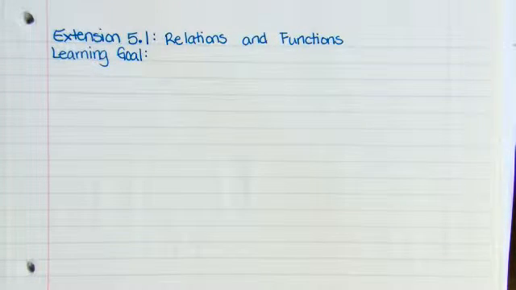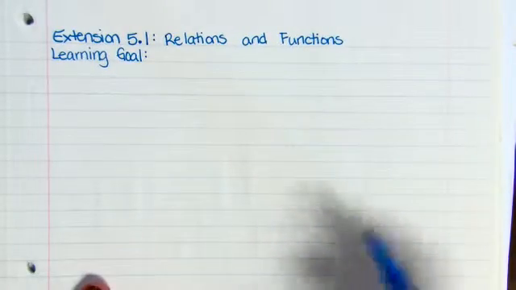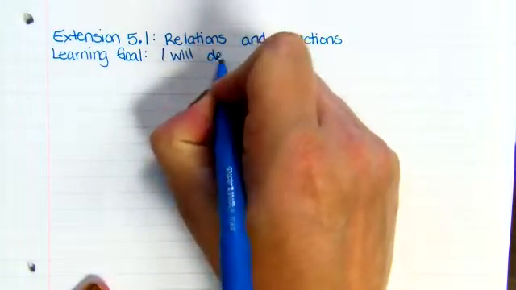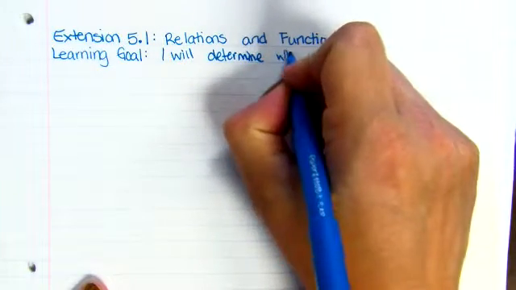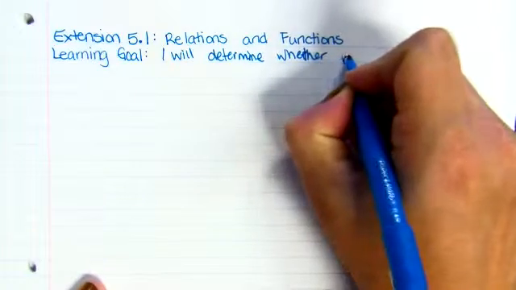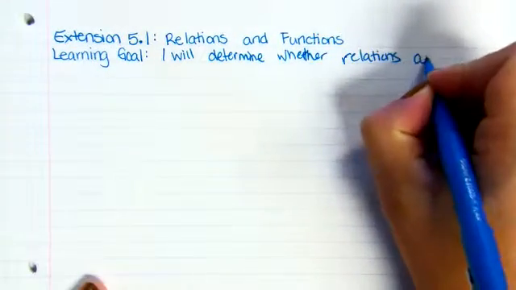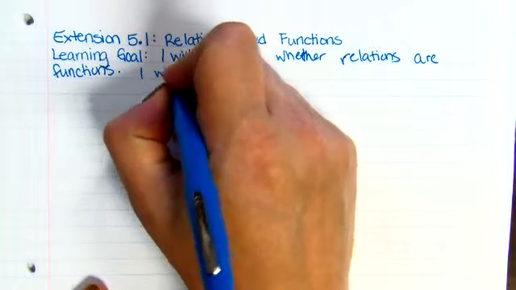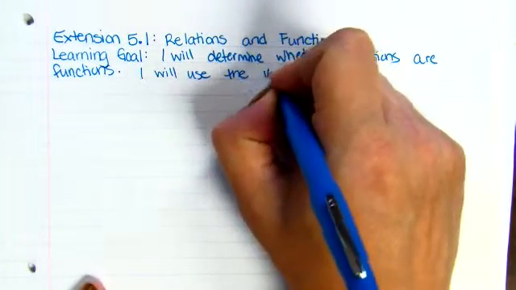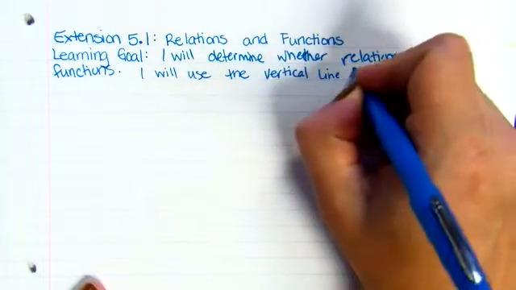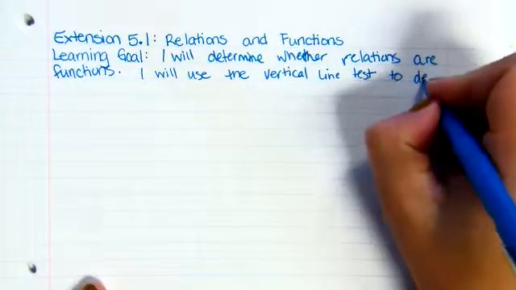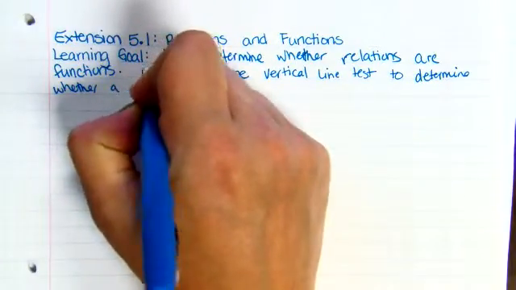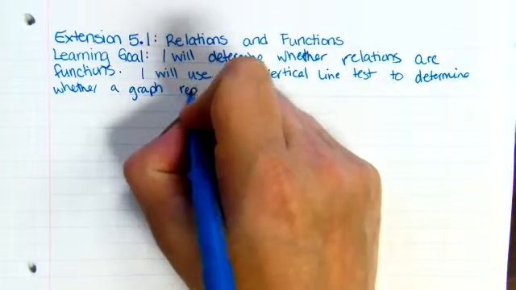In the extension for 5.1, we're looking at relations and functions, which are very closely related, but they're not exactly the same thing. So our learning goal: I will determine whether relations are functions, and I will use the vertical line test to determine whether a graph is a relation or function, or whether a graph represents a function.